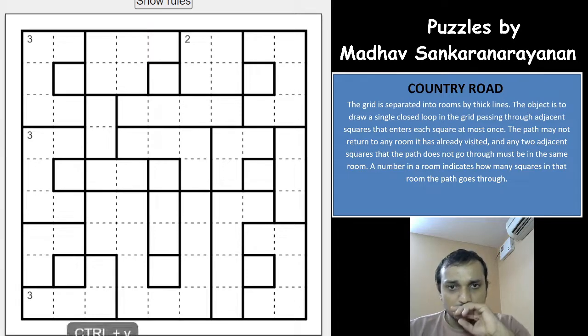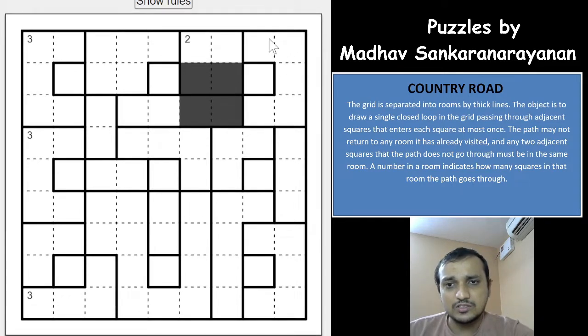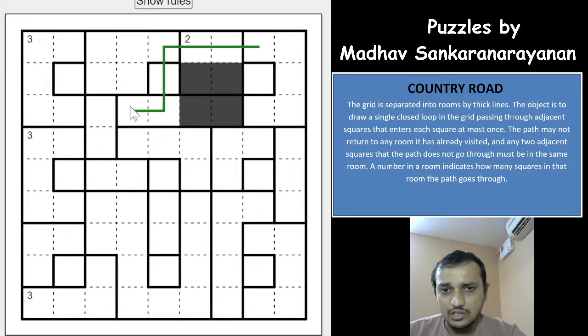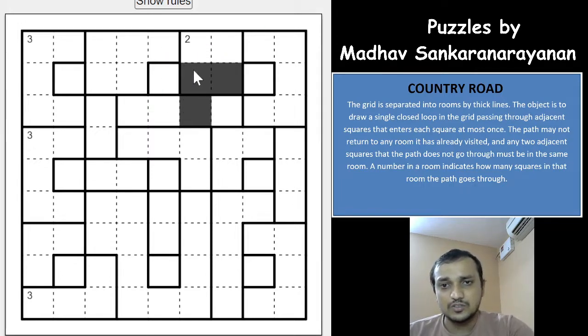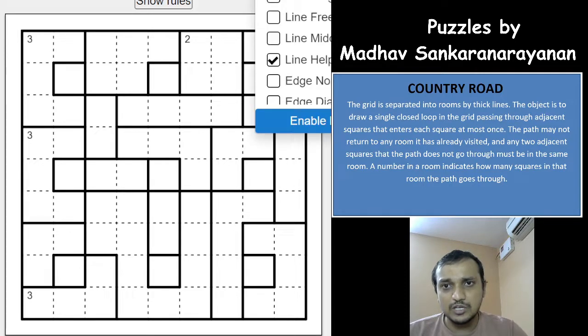Which means that, just assume that a loop is passing through this 2 and in this region. So you cannot have 2 adjacent cells not passed by the loop of different regions. So this is a different region and this is a different region, and both of these cells are adjacent to each other and not passed by the loop. So you cannot have that thing in this puzzle. So 2 adjacent squares not passed by the loop will have to be in the same region. That is what the rule says. And with that we should be able to solve this puzzle.